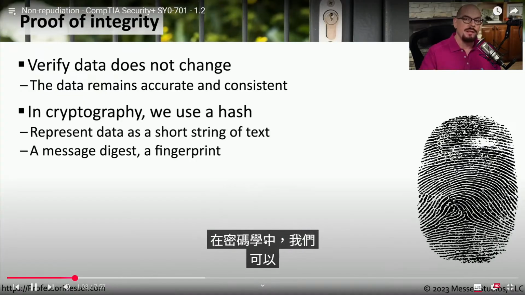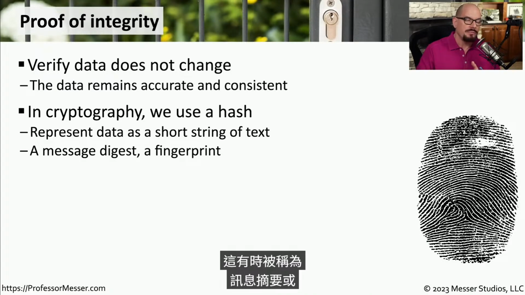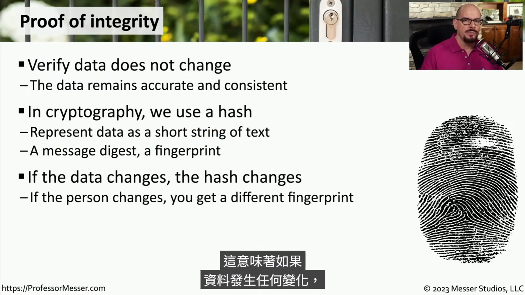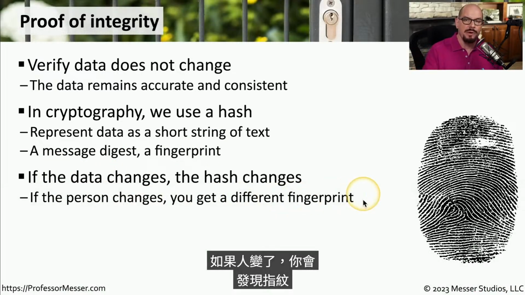In cryptography, we can accomplish this by using a hash. A hash is a short string of text that we can create based on data that is contained within the plain text. This is sometimes referred to as a message digest or something like a fingerprint. This means that if anything changes with that data, we'll have a different fingerprint or a different hash. This is the same as an actual fingerprint. If the person changes, you'll see that the fingerprint is very different.